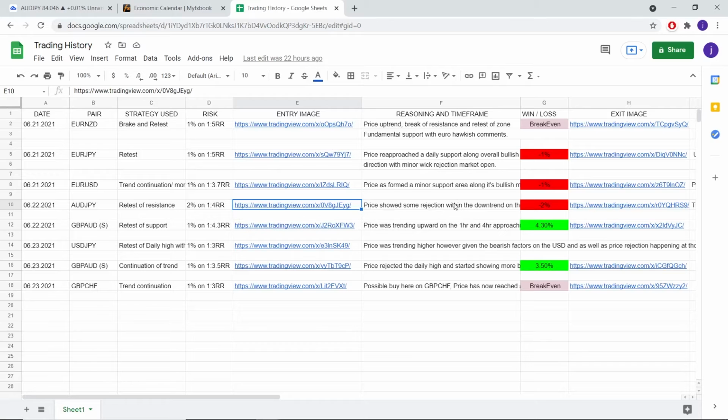Alright. But again, we noted why we were actually looking to go into the trade. Price showed some rejection within the downtrend on the 1 hour time frame, along with the fundamentals of the Japanese yen being more optimistic on the short-term side of things, right? With vaccination rollouts, the economy looking up, but we still have some COVID scares and whatnot that really played to the weakness of the Japanese yen.